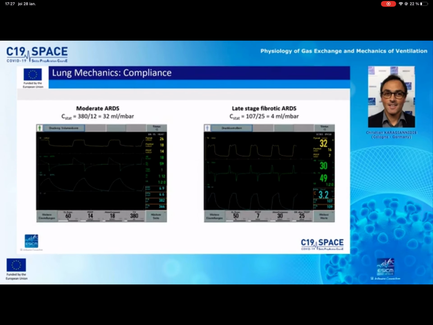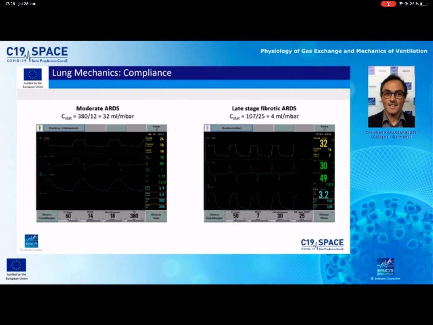Let me give you two examples. These are two patients without COVID. On the left-hand side, it's a patient with moderate ARDS. And if you look at the tidal volume, it's around 380 ml. And the driving pressure, so once more the difference between the PEEP level, the lower pressure, and the upper pressure, in this case is 12 millibar. And if you divide that, you will have at the end a compliance of 32 ml per millibar, which represents in this case a patient with moderate ARDS.